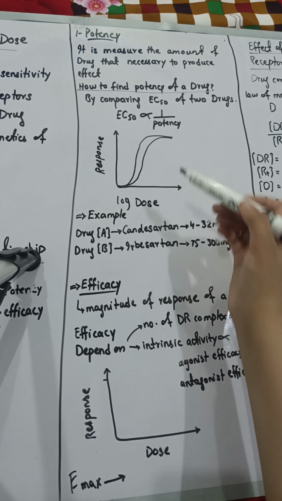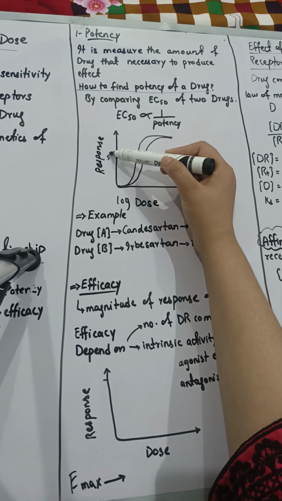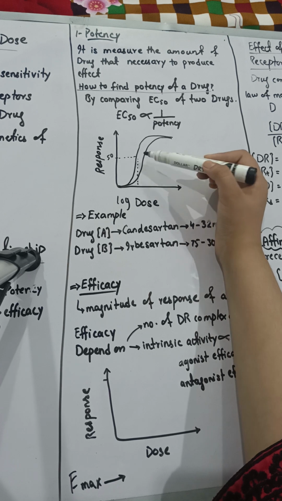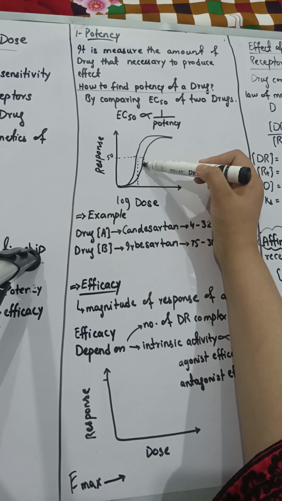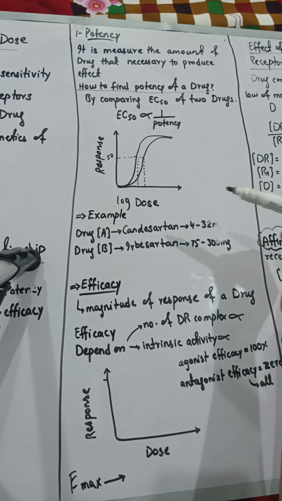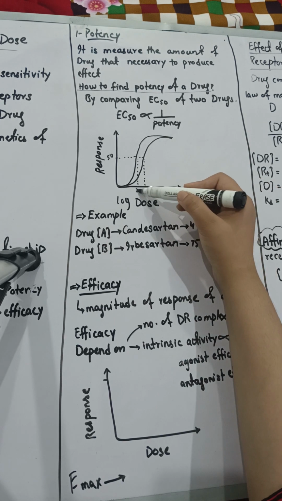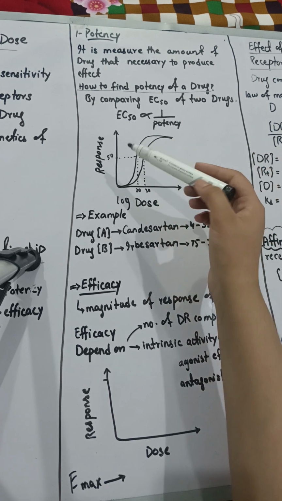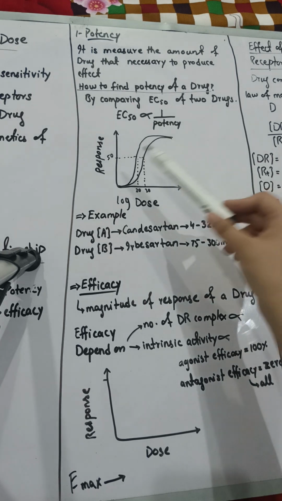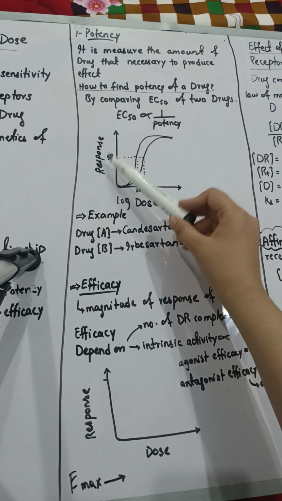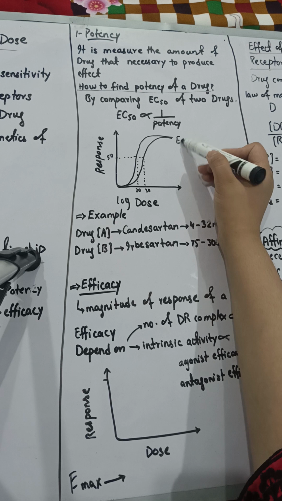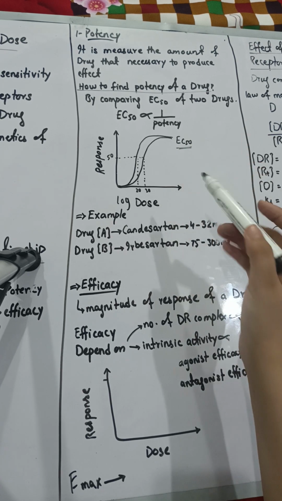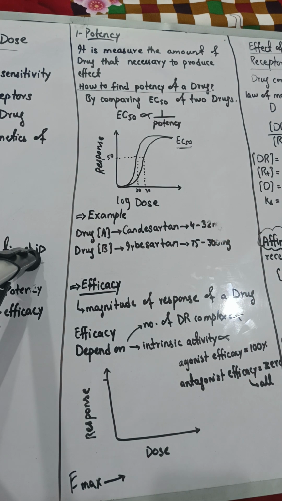Now here is the 50% response. Drug A has given 50% response at this concentration, and drug B has given 50% of response at this concentration. Let's suppose this is 20 mg and the other has given the response at 30 mg. Now the concentration at which the drug gives you 50% response, this is EC50, meaning the amount of the drug which is showing 50% of the response.